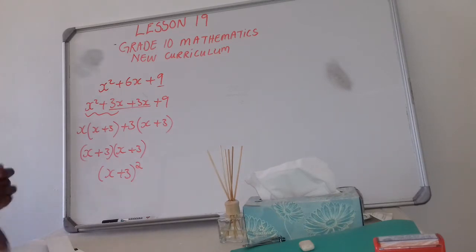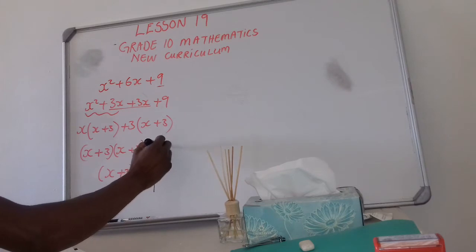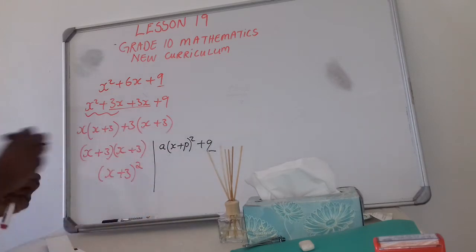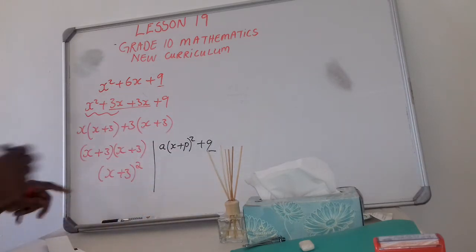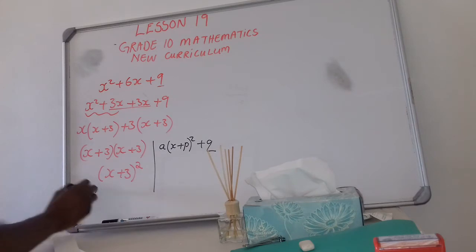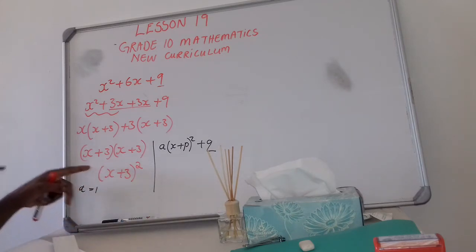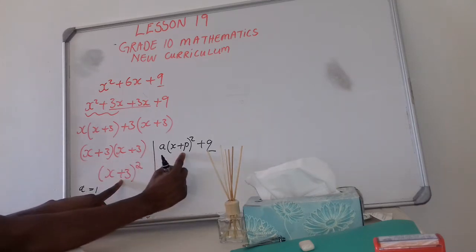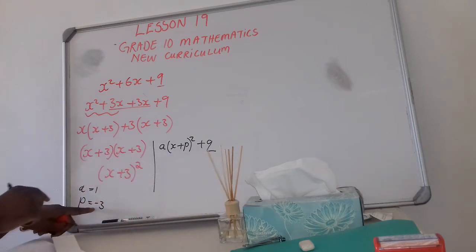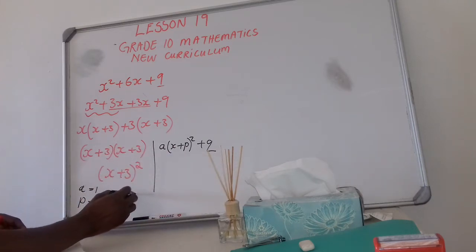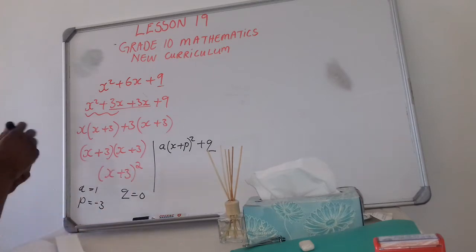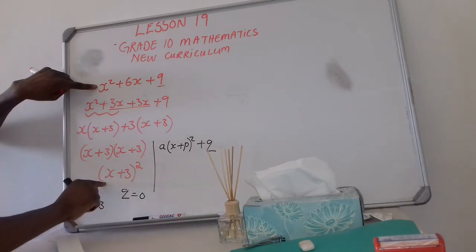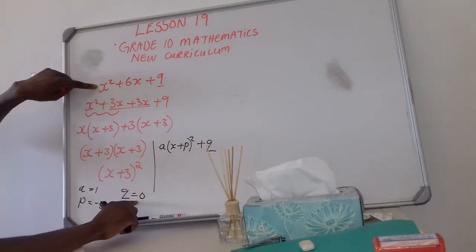Alright, now remember what we had earlier, that a times (x minus p), everything squared, plus q. So here a is equal to 1. Remember, in mathematics, if there's nothing, there's 1. P is equal to negative 3. So now when this is positive, when you write down the p, you say it's negative. And of course q is equal to 0 because there's nothing. So we say that this is a perfect square, because it can be written in this form and there is no q. Q is just 0.